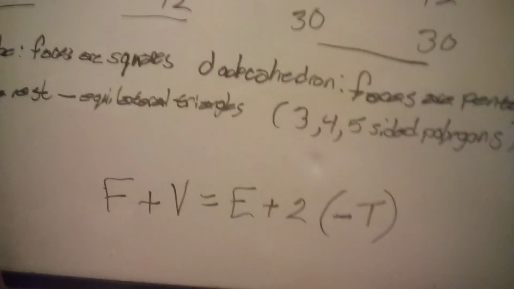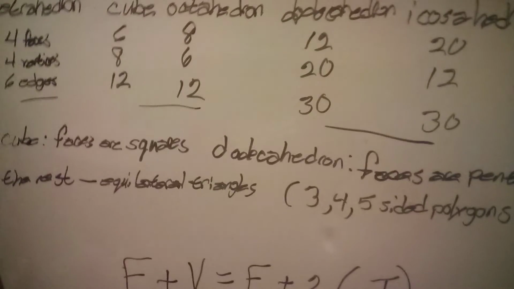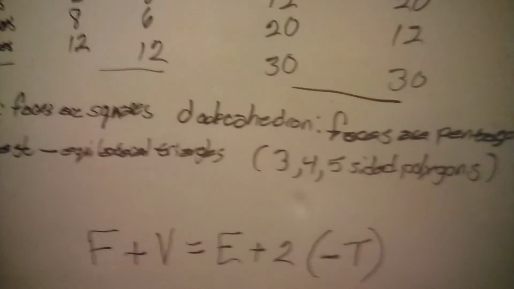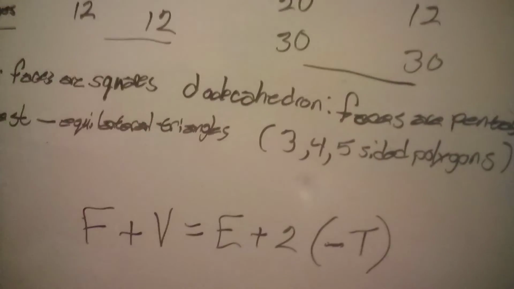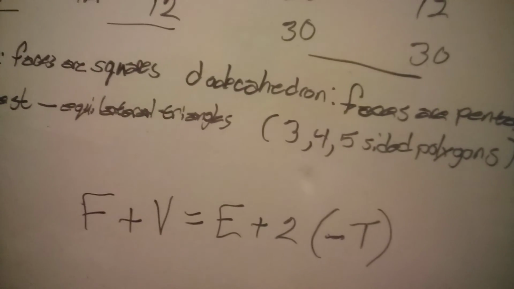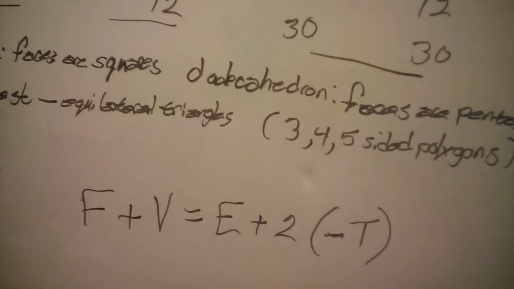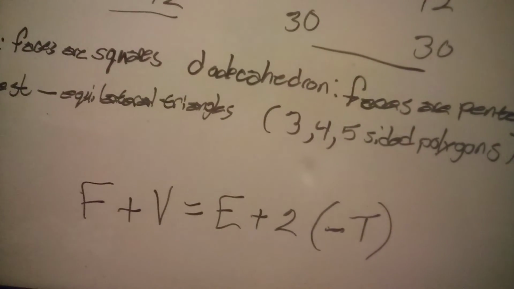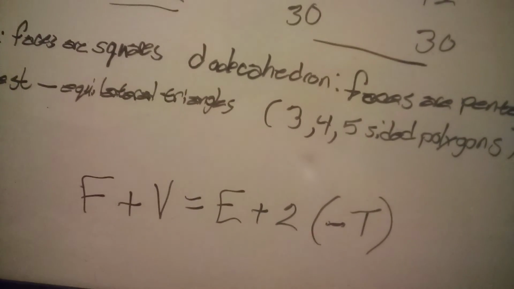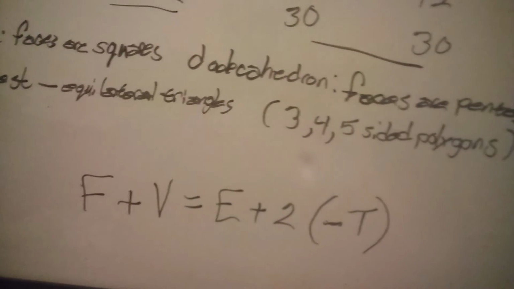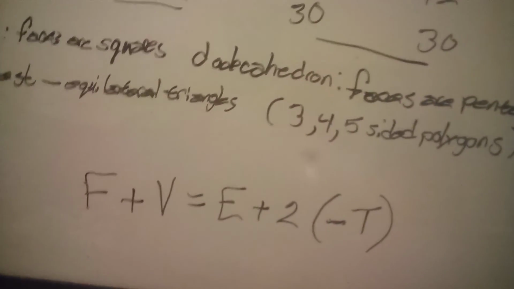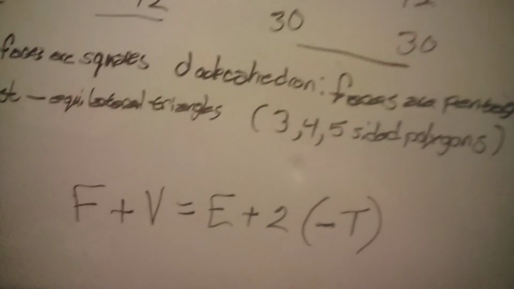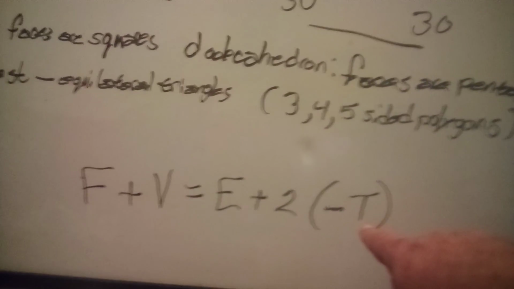Okay, if we take these numbers of faces, vertices, edges, and put them into what we call the Euler formula, F for faces, V for vertices, E for edges, the numbers work. The number of faces plus the number of vertices for each of these polyhedra equals the number of edges plus 2. Now for the full Euler formula, we also have minus T.